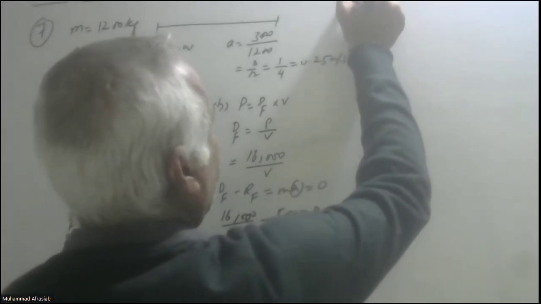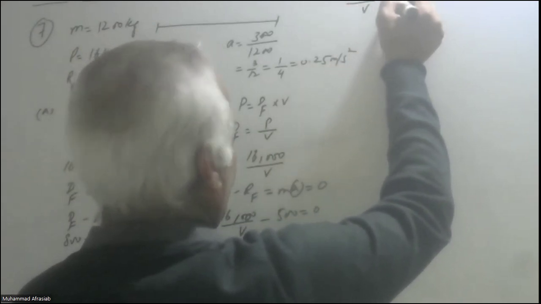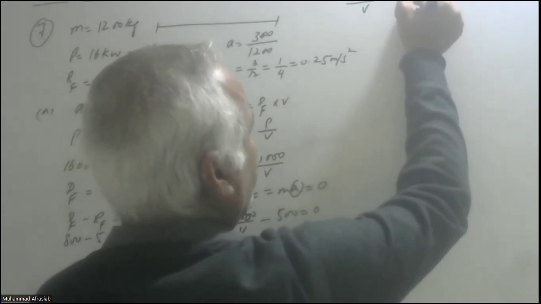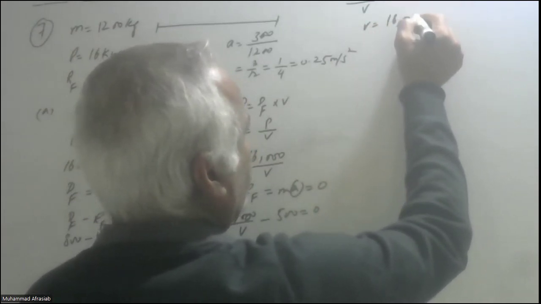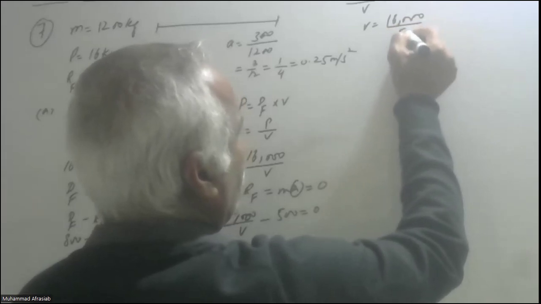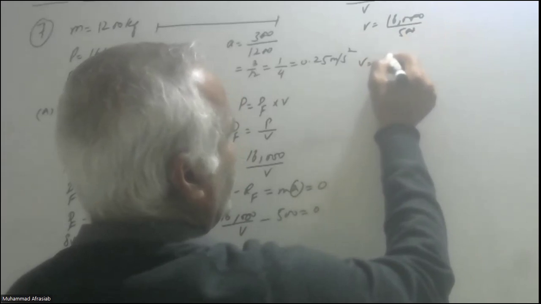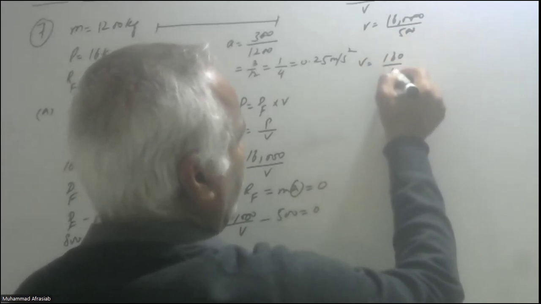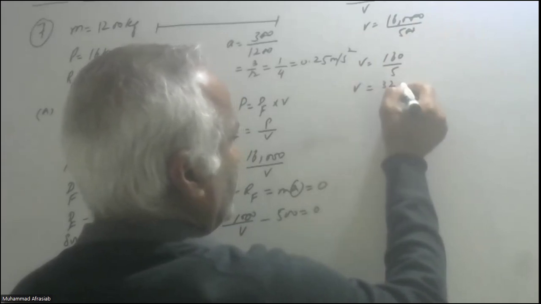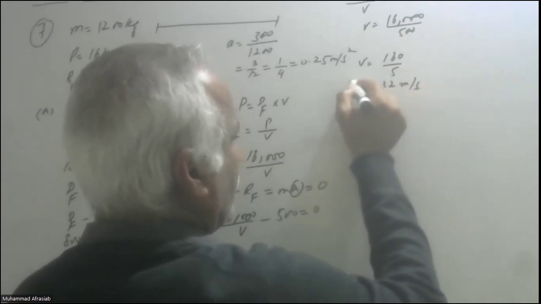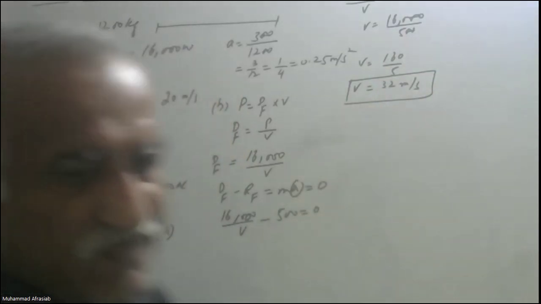So 16,000 over V is equal to 500, or V is equal to 16,000 over 500. So V is equal to 160 over 5. So that is 32 meters per second. We have to show it on this part B of this.